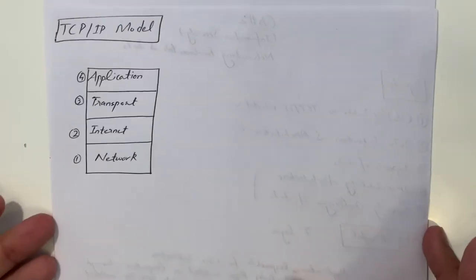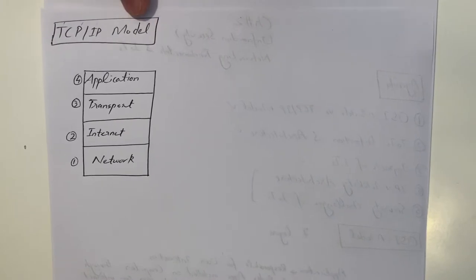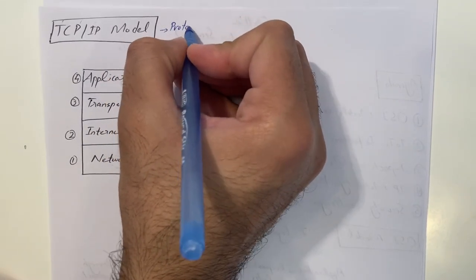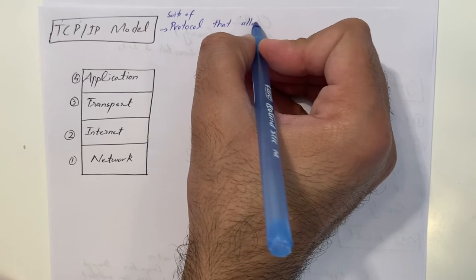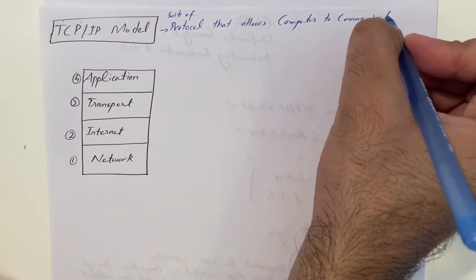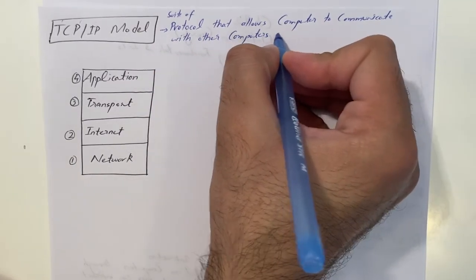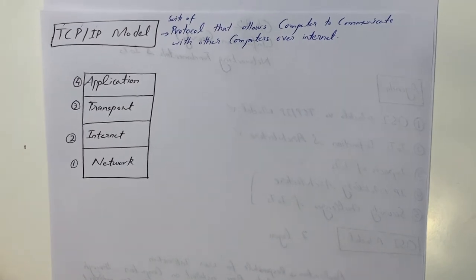The next model is called the TCP/IP model. It stands for Transmission Control Protocol, Internet Protocol model. In order to communicate over the internet, a computer cannot communicate without the TCP/IP model. The TCP/IP model is a suite of protocols that allows computers to communicate with other devices, other computers, over the internet. Okay, so without compliance with the TCP/IP protocol, a computer cannot connect with or communicate over the internet.